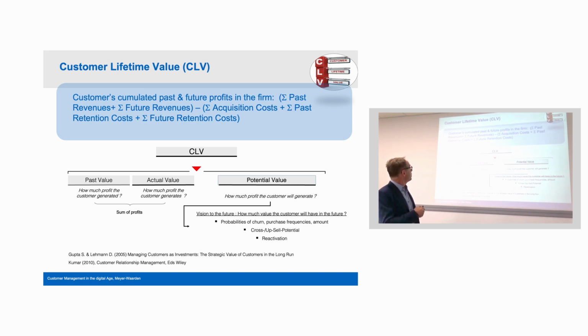It's summarized here. So customer lifetime value is the accumulated past and future profits in the firm: past revenues, minus past cost, minus the acquisition cost. Acquisition costs money. You integrate also the cost of acquisition: address rental, communication campaigns, gifts you might give for customer acquisition. So it's the sum of the past revenues and the future revenues, minus acquisition cost, minus past retention cost, minus the future retention cost. In other words, revenues minus cost are the profits, so past profits plus future profits.